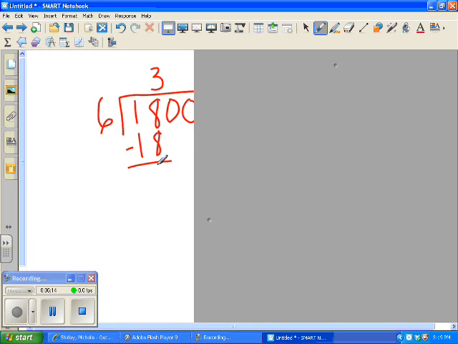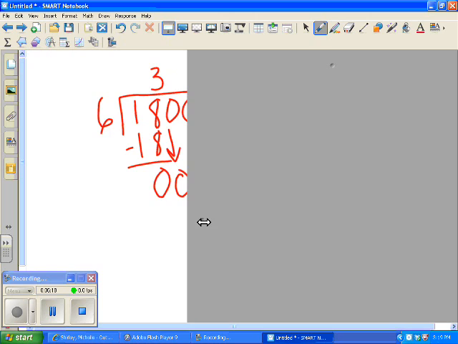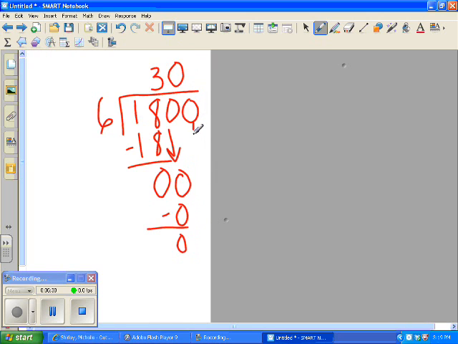Now if we subtract and bring down, that's the next step. How many groups of 6 can I get out of 0? 0. I have to put that there, okay? Because 0 times 6 is 0. Again, I have to subtract. There's another 0 to bring down.